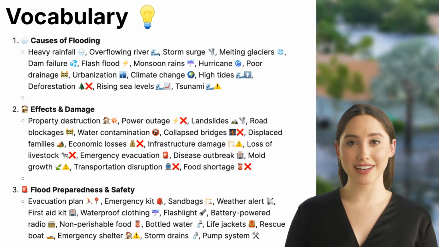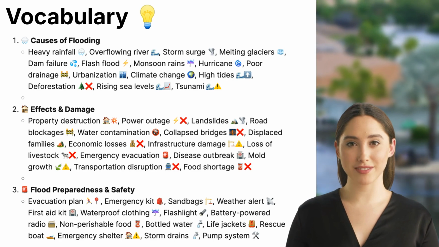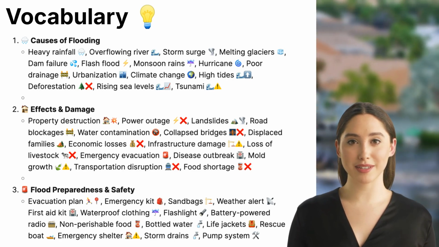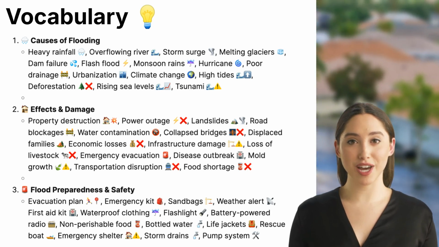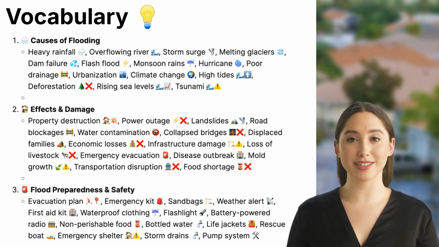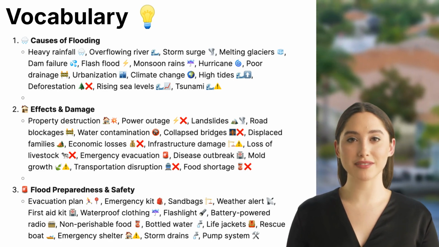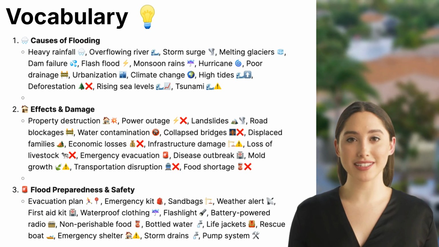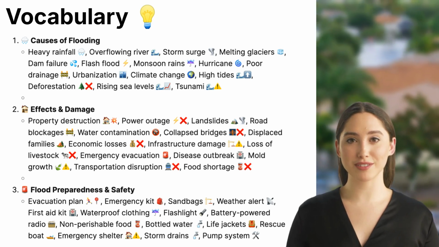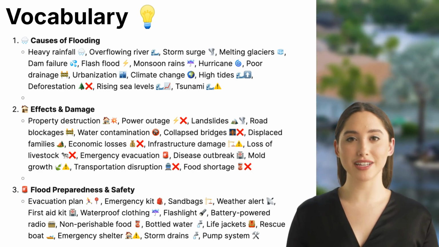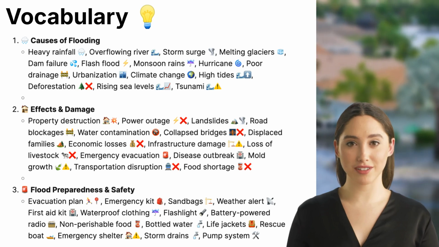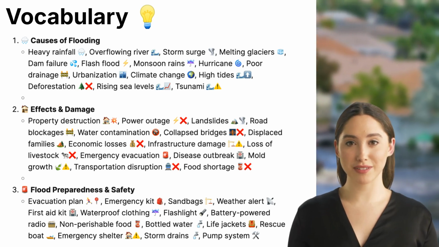Storm surge, a rise in sea level caused by strong winds from a storm or hurricane pushing seawater onto land. Melting glaciers. As global temperatures rise, glaciers melt faster, increasing water levels and the risk of flooding. Dam failure. When a dam breaks or overflows, large amounts of water are released, causing flash floods. Flash flood, a sudden and intense flood that happens quickly, often within minutes or hours of heavy rain.